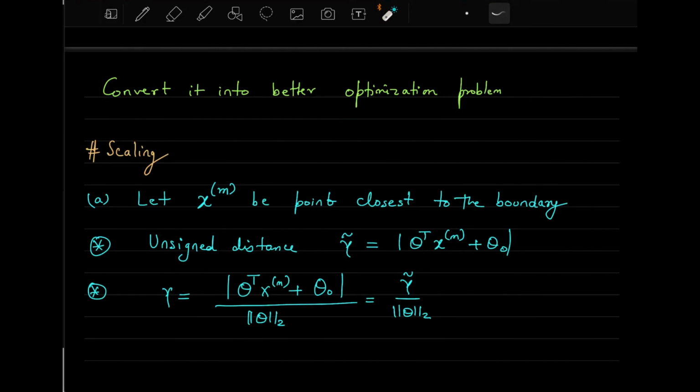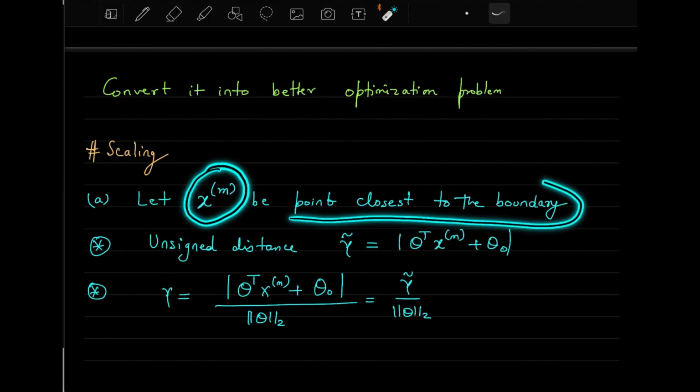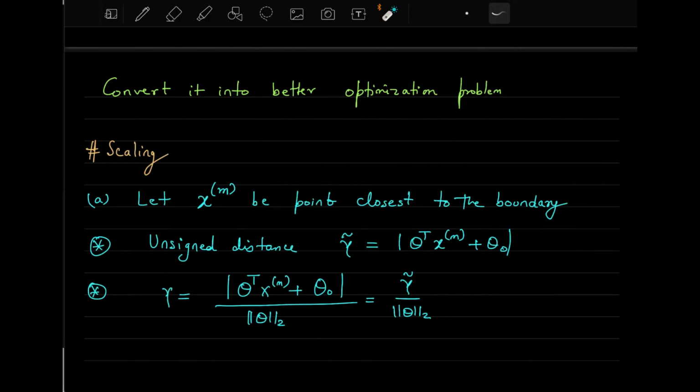So the first thing that we will do is scaling. We will scale this problem. In that scaling process, we have three steps. The first step is that let xm be the closest point to the boundary. Then I am writing gamma tilde as this thing. It's an unsigned distance that we have already calculated earlier. We are taking the absolute value.